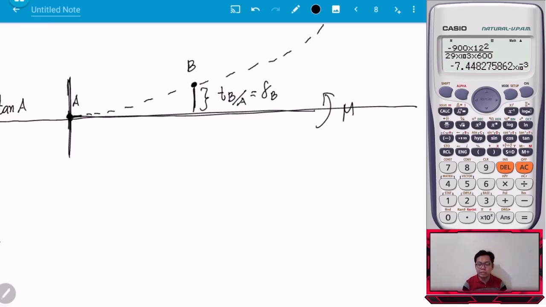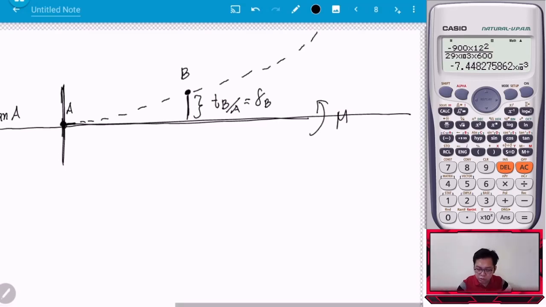Napakadali, diretso na. Kasi nga, you know the slope sa A na horizontal. And magagamit mo talaga yan. Now, later on sa next example natin, mapapansin nyo, meron tayong medyo mahirap yung simply supported beam in solving the deflections using moment area method. Okay, so anyway, let's try to continue this problem.